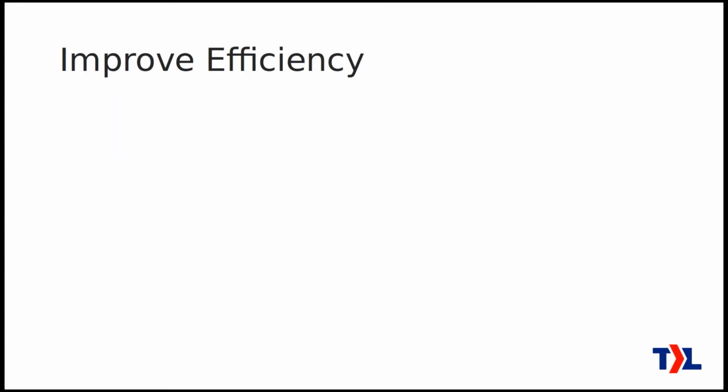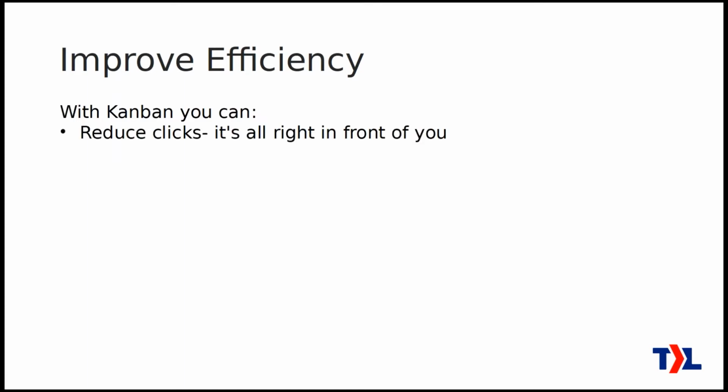And so it allows you to improve your efficiency a lot as well. So with Kanban, from top left, you can reduce the clicks. All of this information is right in front of you on one Kanban board, or you can have as many Kanban boards as you want to show your information in different ways. And so it really reduces the number of clicks that you've got to do in your PSA.